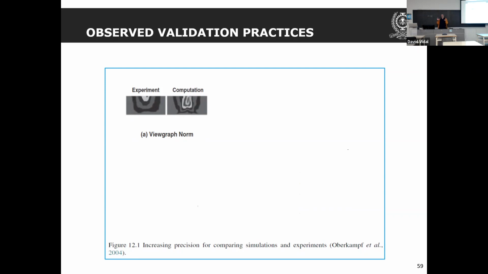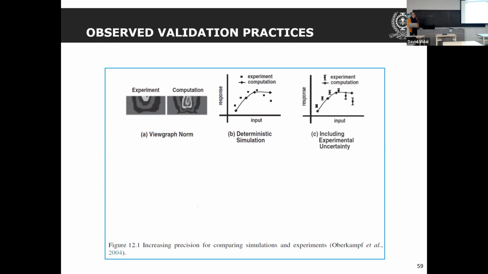So usually comparison is not too bad, but not too conclusive. Some people vary the input data and get some response from the simulation. This is the line here. And then they get experimental data around the line. So this gives better information than the flow field, but it's still not so conclusive to me.